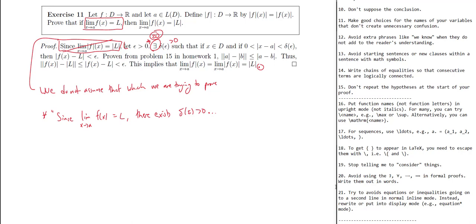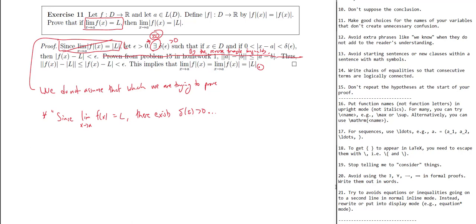Okay, proven from problem 15 in homework 1. So this is not really a complete sentence. There's a name for this. It's called the reverse triangle inequality. Right now what you're doing is just writing down the general statement. This is unnecessary. So we can actually just say, by the reverse triangle inequality.